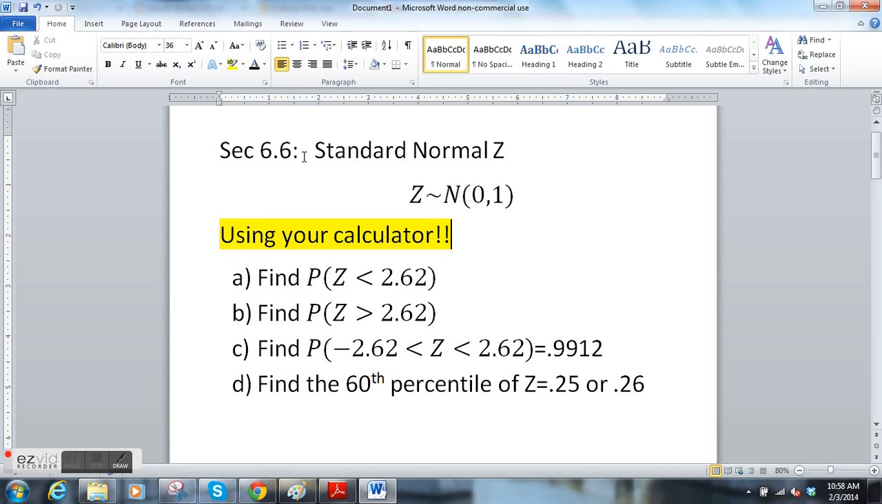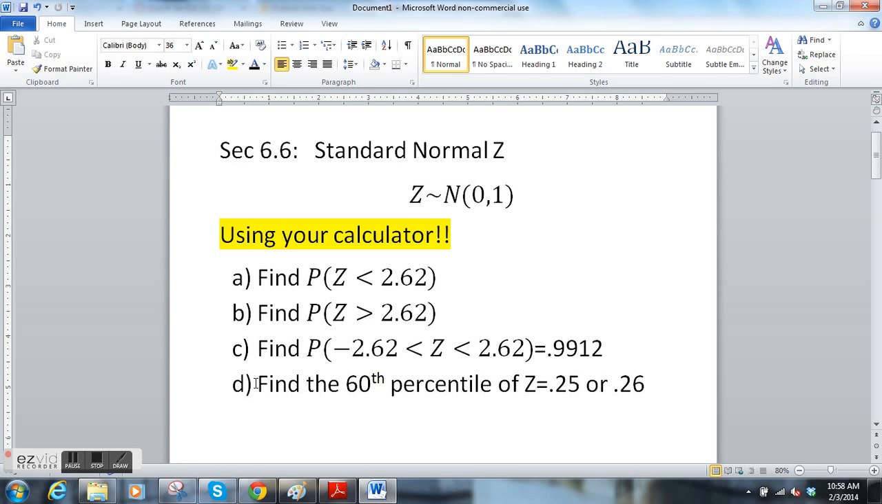Hi again. This is section 6.6, the standard normal Z. So Z is normally distributed with a mean of 0 and standard deviation of 1. We are going to find some probabilities using our calculator. These are the exact same probabilities that I did in the previous video using the table, and I wanted to show you how to do the same thing on your calculator.